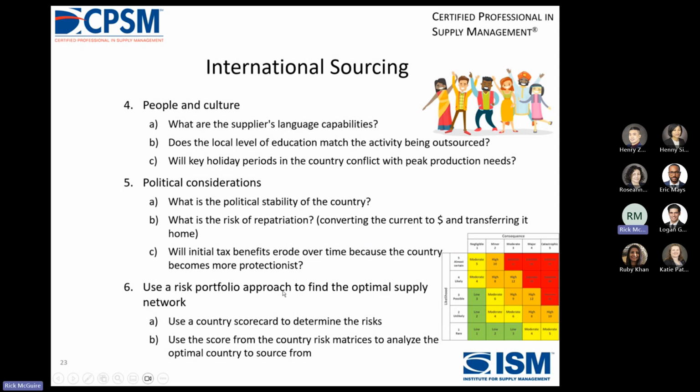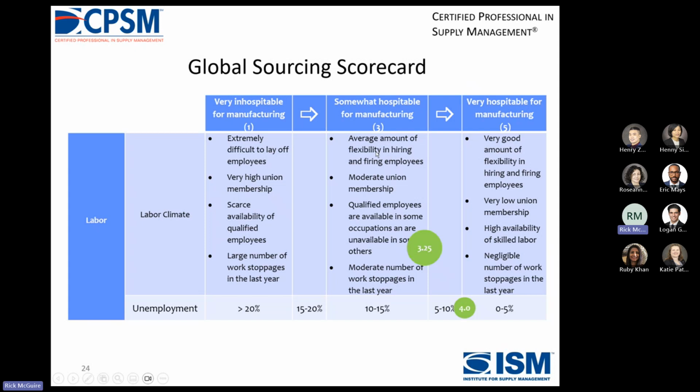Use a risk portfolio approach to find the optimal supply network. I mean, in theory, you'd use this heat map. You can use this kind of thing, a global sourcing scorecard. So here's a major category of labor, a couple of subcategories, unemployment, labor climate, and you're rating them with these little dots here. That's just one way of doing it.